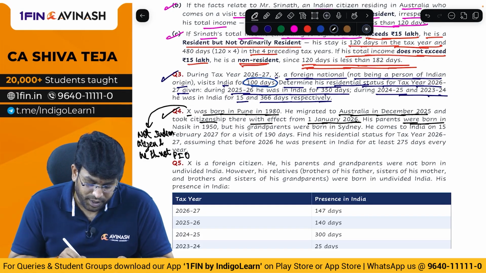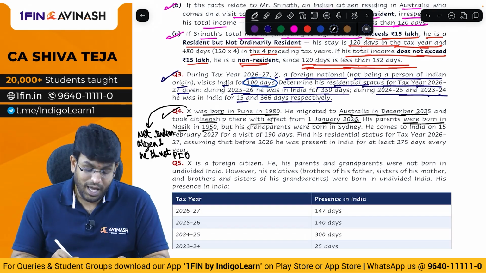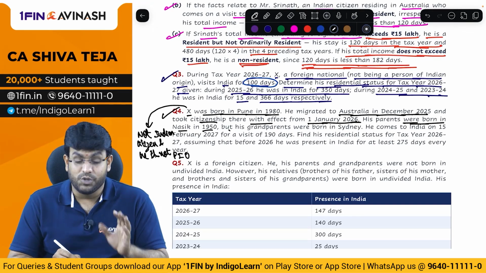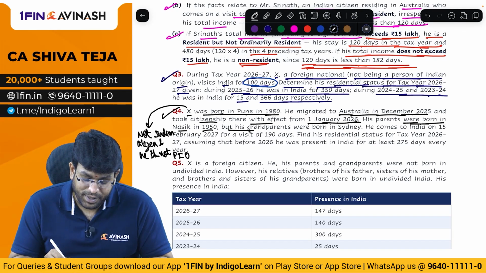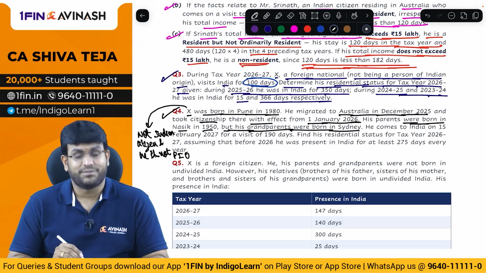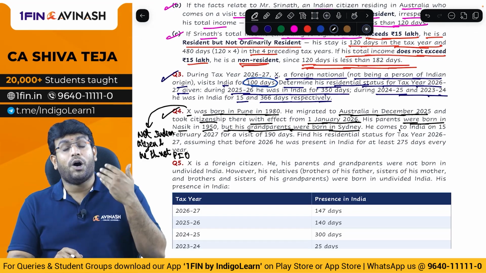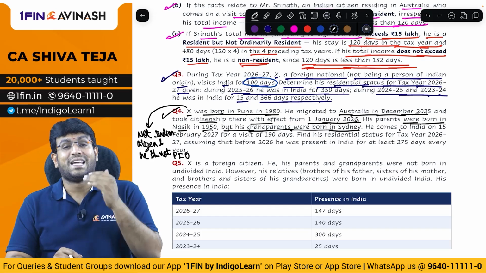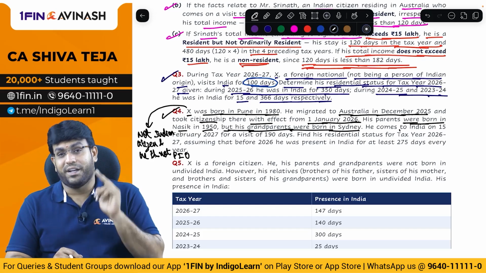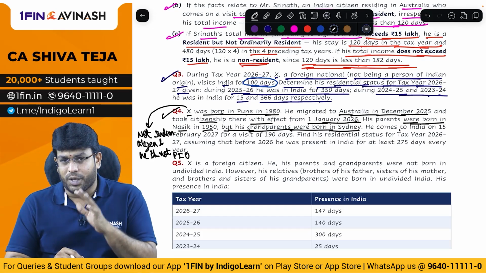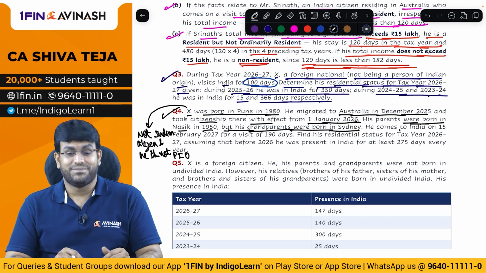His parents were born in Nasik in 1950. 1950 means after independence, it's not undivided India. His grandparents were born in Sydney. So neither himself nor his parents nor any of his grandparents were born in undivided India. So the answer is very clear that he is not a person of Indian origin. Next.